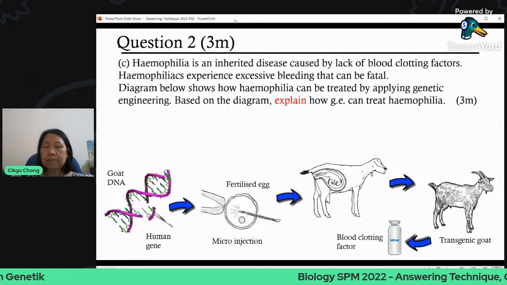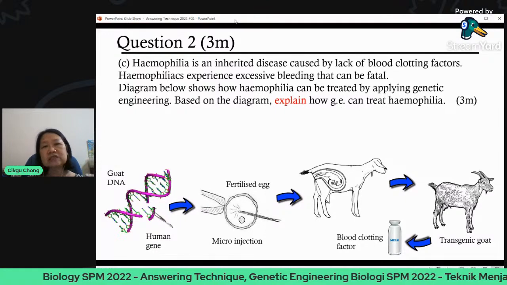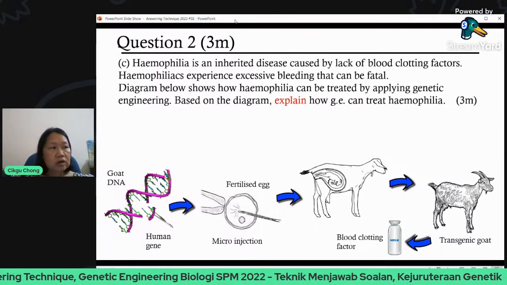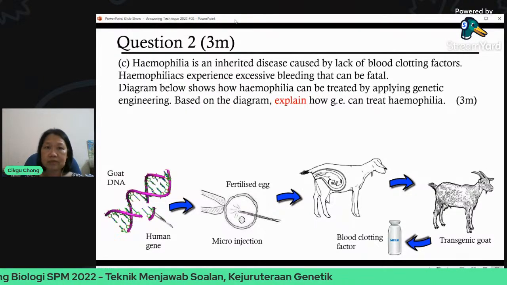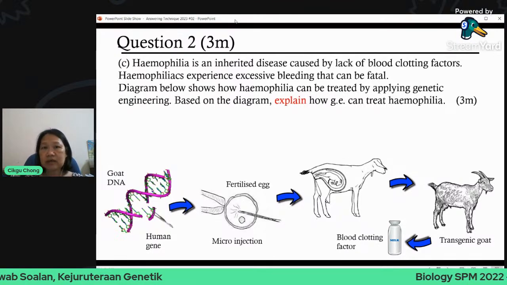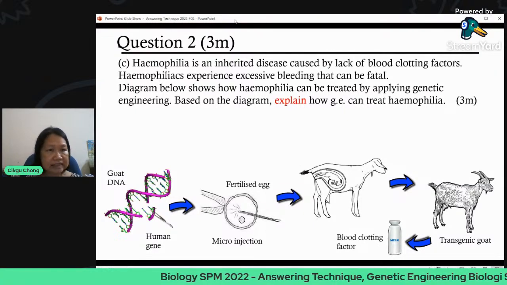Based on the diagram, pay attention to the words based on the diagram. Whenever you see your question paper, a lot of the things will be based on the diagram. So when it's based on the diagram, look at the diagram again. You must answer according to what is given in the diagram. Okay, you must answer according to the specific example for the diagram. Explain how GE, that means genetic engineering, can treat hemophilia. So this is a part of the question only. It's part C only.